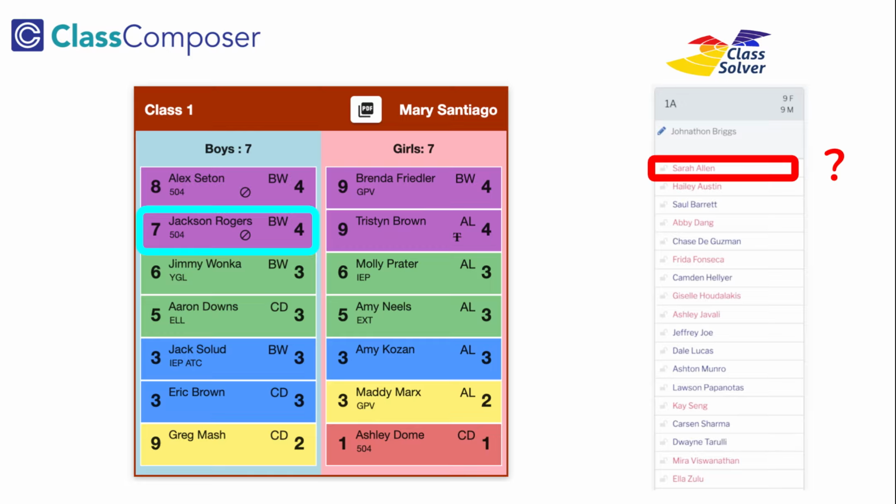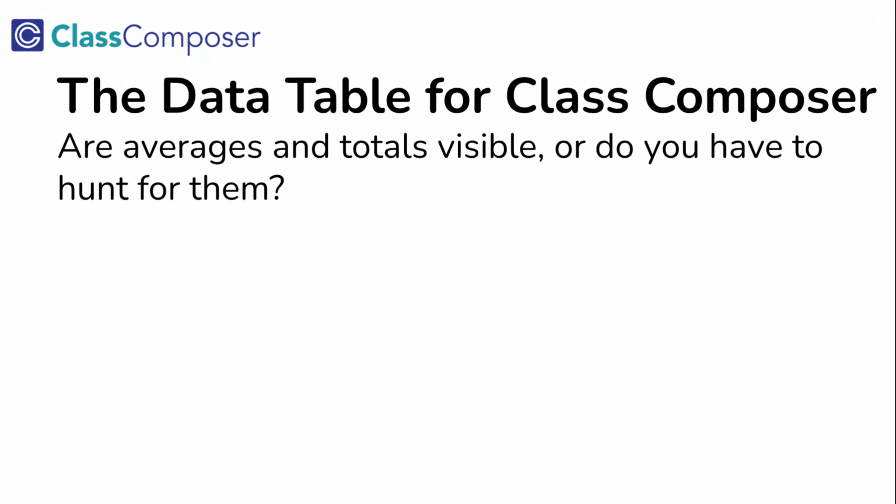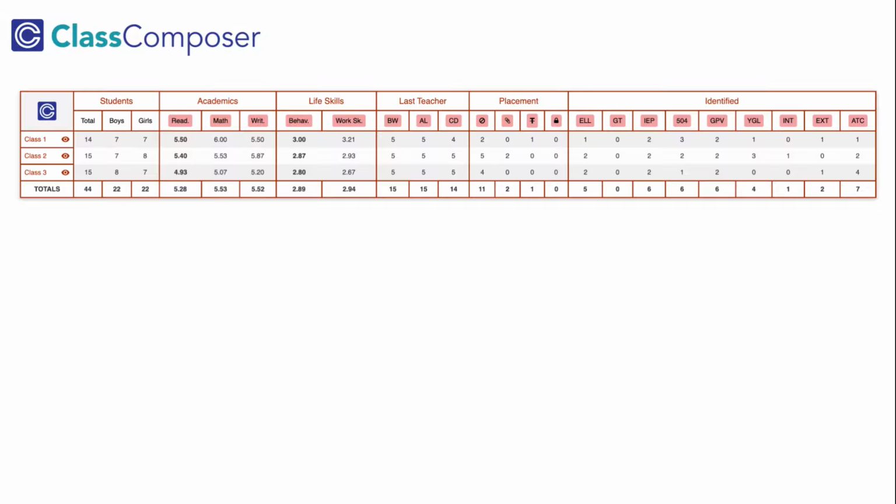In this example, it's easy to visualize how Jackson fits into Class 1 in Class Composer. In comparison, it's difficult to see how Sarah fits into Class 1A in Class Solver, since key data isn't readily available. Finally, let's take a look at the data table for Class Composer.